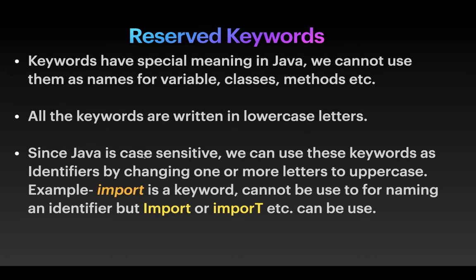Since this is an important point, since Java is a case sensitive language, we can still use these keywords as an identifier, even though the statement says we cannot. But see how: by changing one or more letters to uppercase, because we know that they are all in lowercase. If we change any particular letter or letters to uppercase, they can still be used for naming a variable, class, or method. How? Let's see an example. Import is a keyword, so it cannot be used for naming any class, method, or variable. But using Import where I is capital, have a look, I is capital whereas the rest is small. At the same time you can have any other difference, let's say this T is capital whereas this is small. So these will still work and can be used.